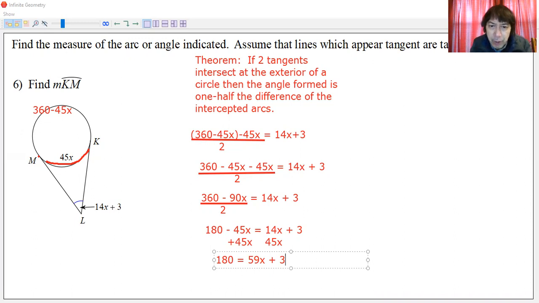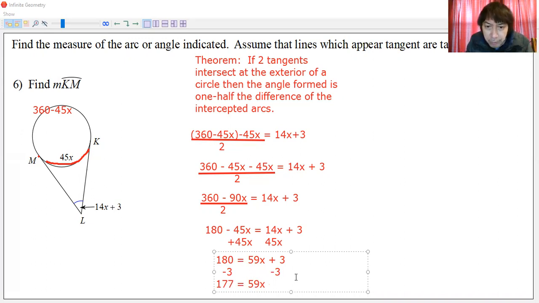All right. So we shall deduct 3 now. Subtraction property. So minus 3. And this will be minus 3. We will have, how much is that? 177 is equal to 59x.